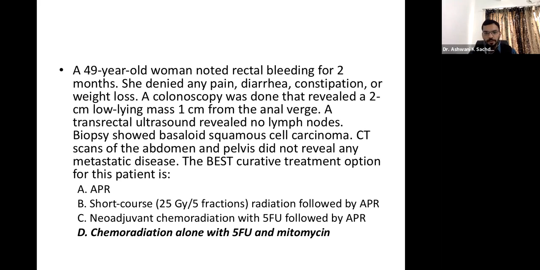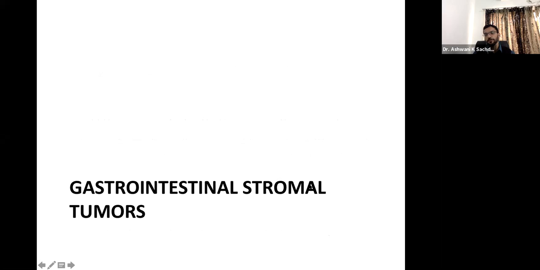So this brings us to the end of anal canal carcinomas. So in a gist, the most common is squamous cell carcinoma, and the most common treatment option is chemoradiation with 5-FU and mitomycin. There is less role of cisplatin or radiation alone, and surgery is to be used only in recurrent or residual disease, and it is best done with APR. So if you have any question regarding anal canal carcinoma, you can message me.